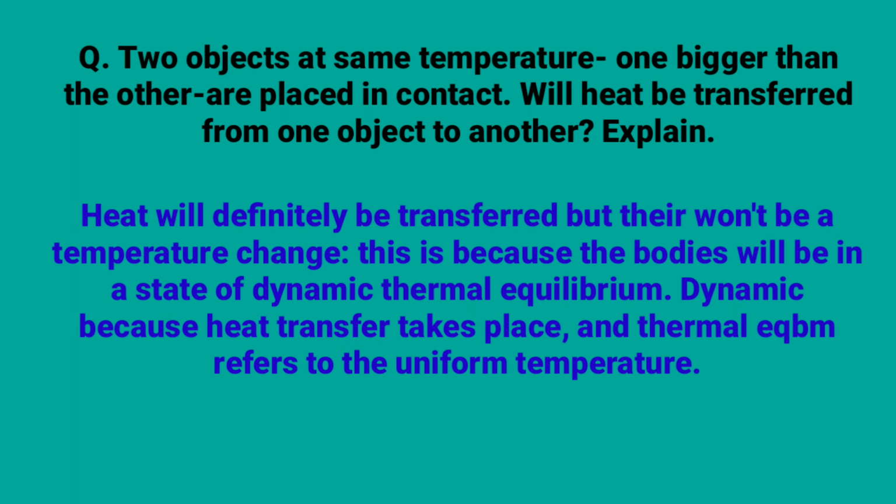Next question. Two objects at the same temperature, one bigger than the other, are placed in contact. Will heat be transferred from one object to another? Explain with reason. Heat will definitely be transferred, but there won't be a temperature change because the temperature is the same. This is because the bodies will be in a state of dynamic thermal equilibrium. Dynamic because heat transfer takes place, and thermal equilibrium because the temperature is not changing, the temperature is uniform.